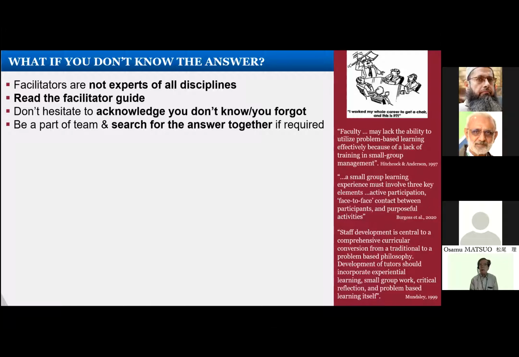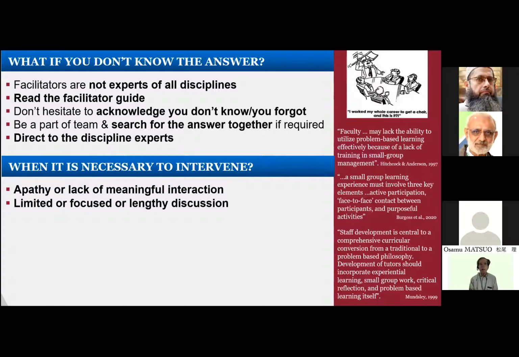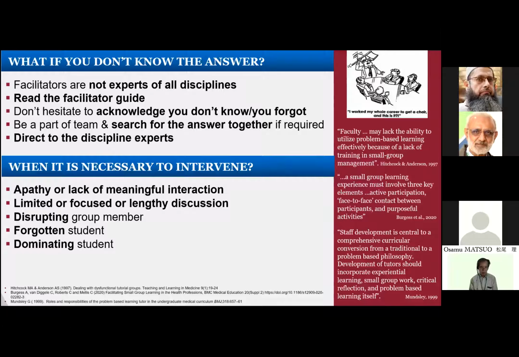If the issue is something which you think is related, for example, to your discipline, but it is not yet available in the books, and the students are still searching for it, you can tell them that we are going to do this search together, or direct the students to the discipline experts to get further information. When is it necessary to intervene? When there is an apathy or lack of meaningful interaction between the students, when there is a limited or focused or lengthy discussion, when there is a disrupting group member, when there is a forgotten student, when there is a dominating student.